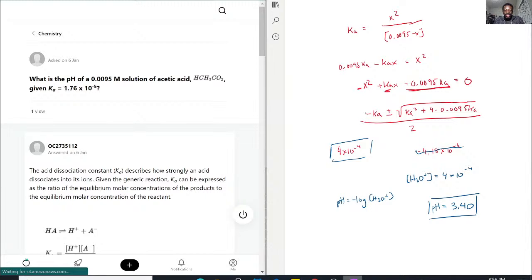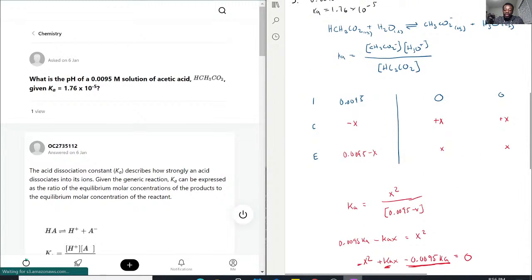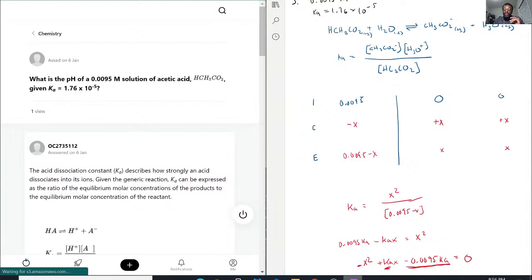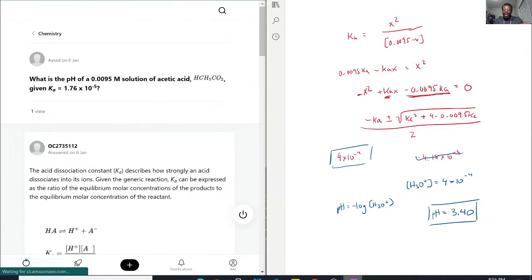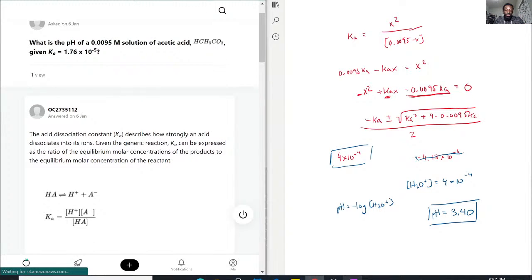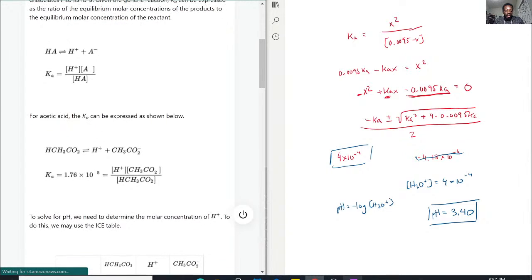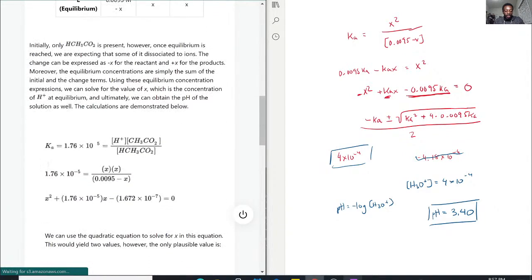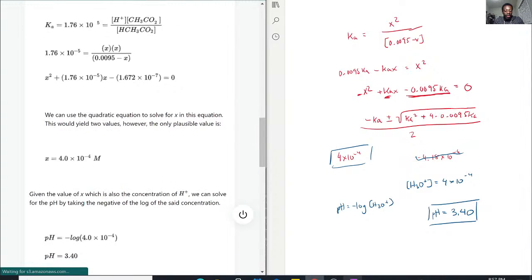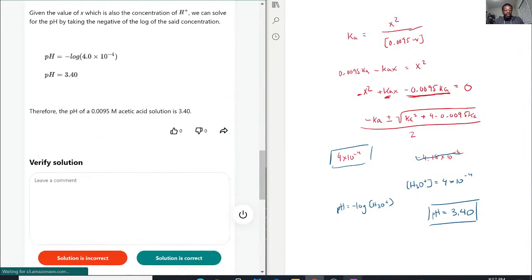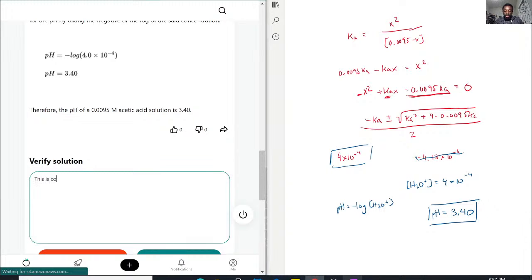So, that is how I solved for the pH. The first thing I did was just make sure I had the Ka formula, did my ICE table, did the quadratic equation because there wasn't a big enough difference between the initial concentration and the Ka. And then I was able to find my x and then use the negative log of H3O plus on it, which gave me my pH of 3.40. So let's see how our colleague did. ICE table, perfect. And then they did the quadratic equation, it seems. They got 4 times 10 to the negative 4. And yep, pH 3.40. So this is correct.